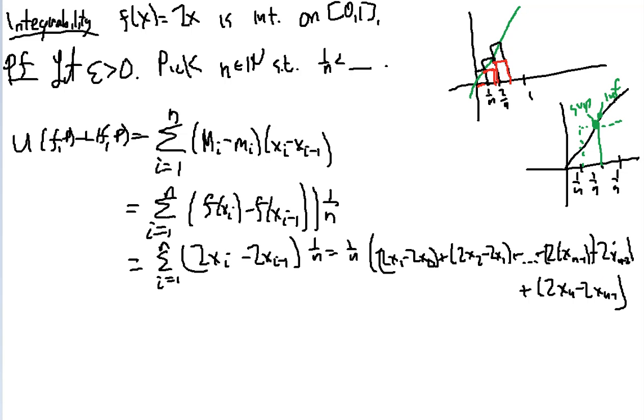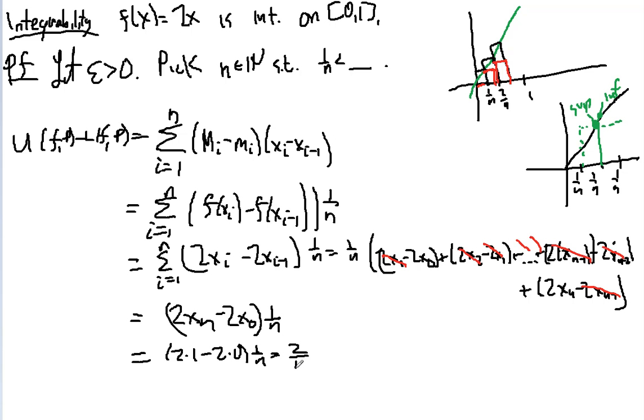And if you figure this out, you go, hey, look, the 2x_1 is going to cancel with the 2x_1 there. The 2x_2 is going to cancel with the 2x_2 there. The 2x_{n-1} is going to cancel, and 2x_{n-2} is going to cancel with something over here. So what this boils down to is it all collapses down into 2x_n minus 2x_0, times 1 over n. Oh, and x_0 is always the leftmost thing, which is 0, and x_n is always the rightmost thing, which is 1. So that gives me 2 over n.